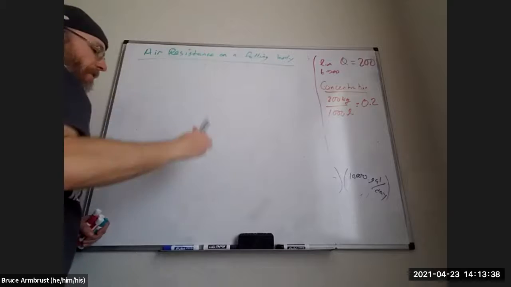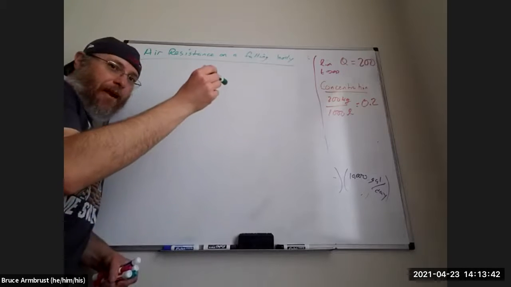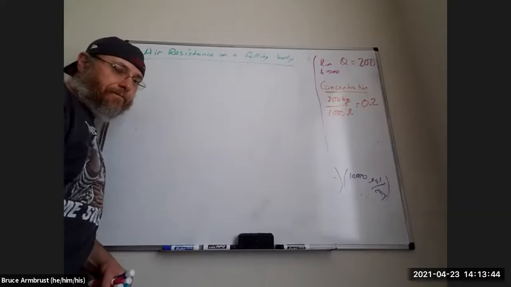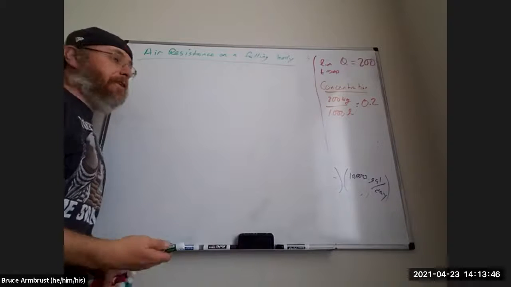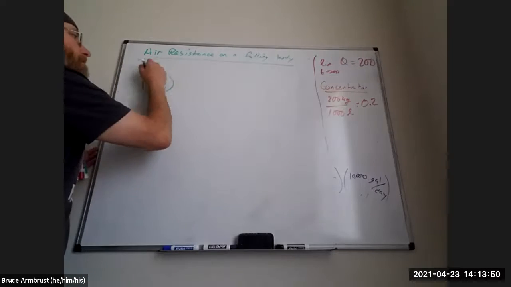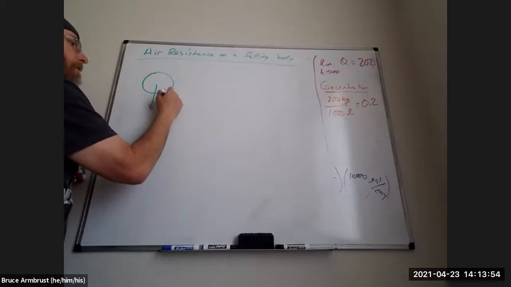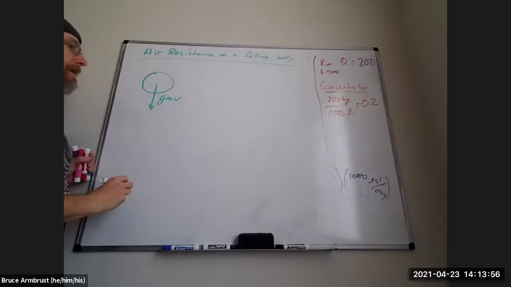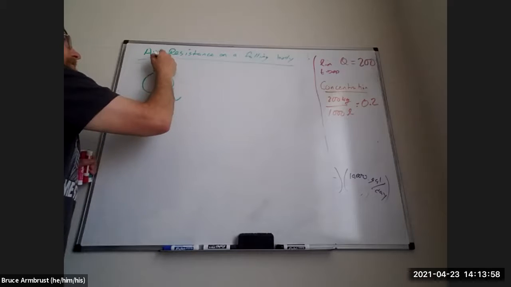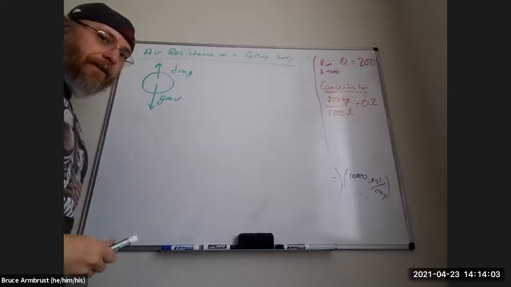So let's actually just start easy. I'm just taking this pen and I'm dropping it. All right, now there's going to be air resistance. If we draw a force diagram on something that's falling, you're going to have your gravity that's pulling it down. But there's also going to be air resistance. And I'm actually just going to call it drag.